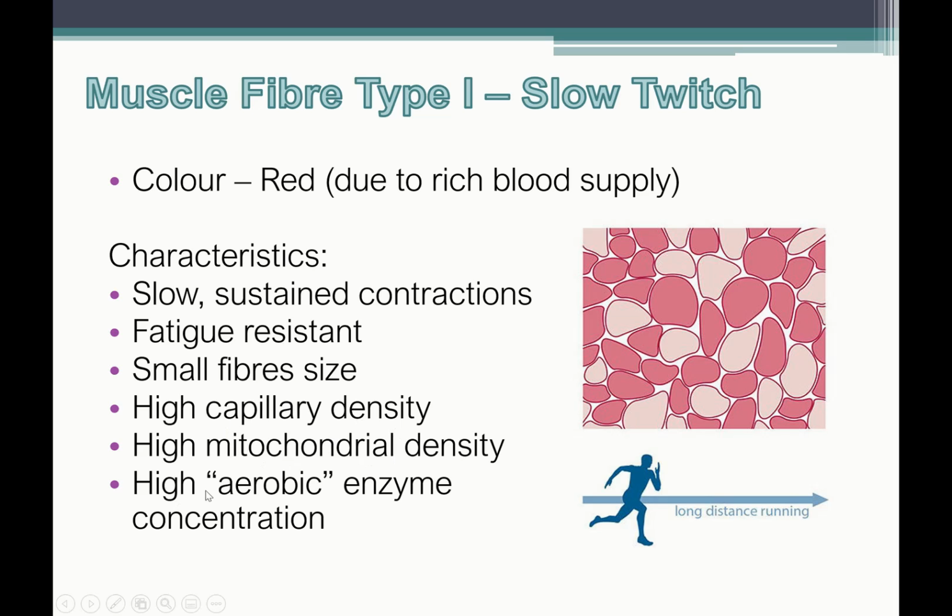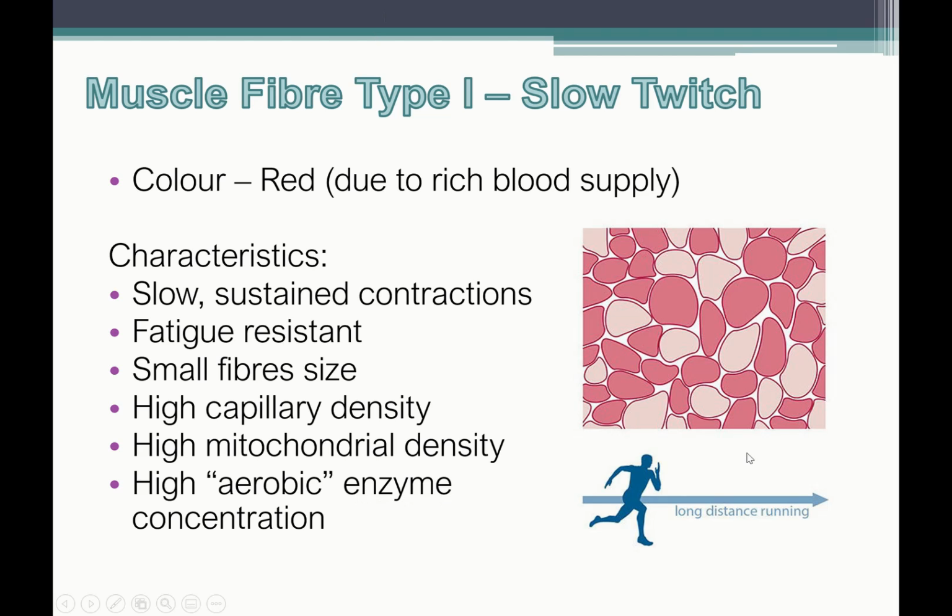In addition to that, we also have more aerobic enzyme concentration. So enzymes are things which break fuels down. So as I've just mentioned, we're using fat and carbohydrate for fuel. You wouldn't be able to use that without enzymes which break that fuel up that can then be converted into energy. So basically, the more enzymes we have, the more energy we're able to convert.